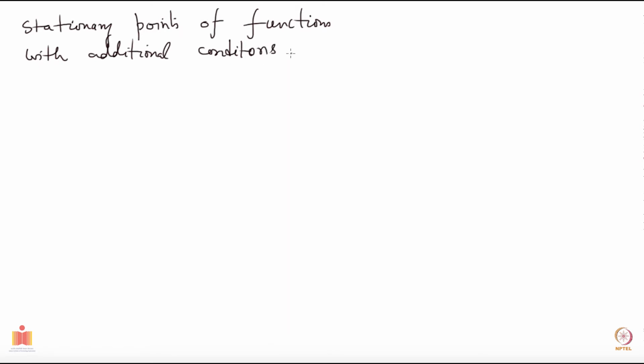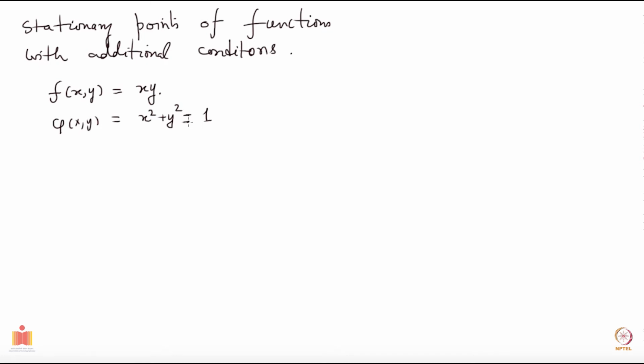Okay, that's what I would like to ask. For example, let's say you are given some function f of 2 variables, x and y, and you are given a constraint that x square plus y square should always be 1. Now I ask, where are the stationary points located for the function f given phi?